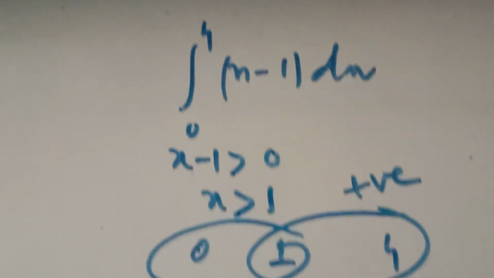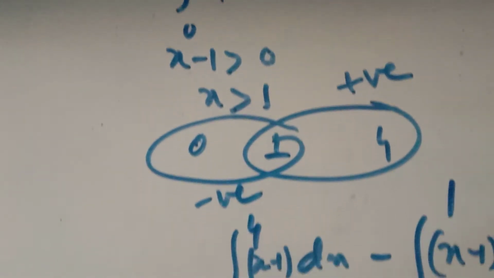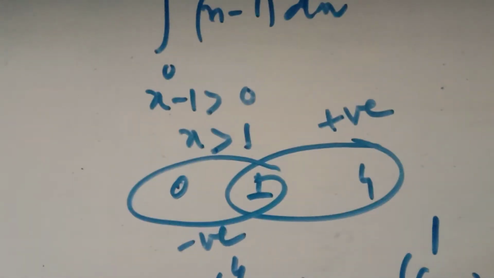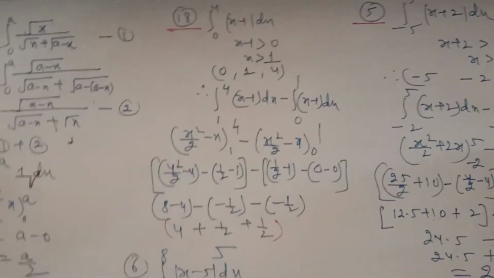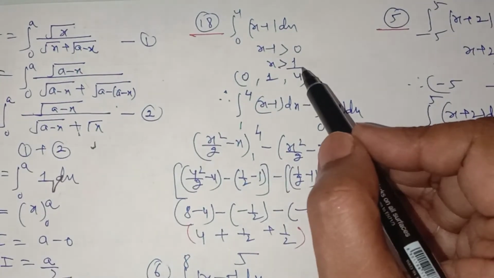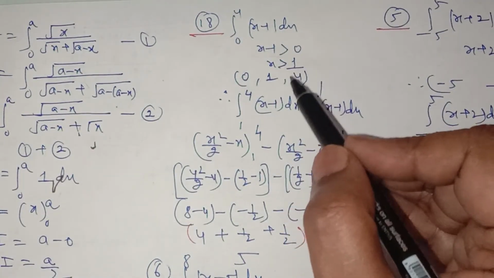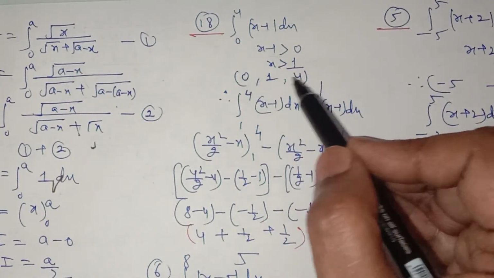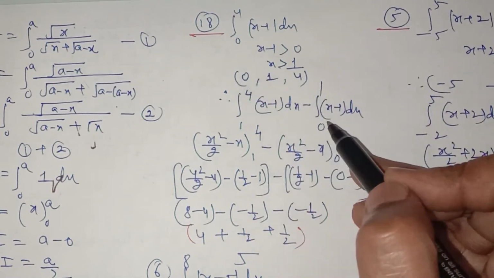See it very carefully. We have three questions like this. You find in which interval it is positive and in which interval it is negative. So put x minus 1 greater than 0. You get x greater than 1, which means for x greater than 1 it is positive. We have the limits 0, 1, 4. So from 1 to 4 it is positive and from 0 to 1 it is negative.